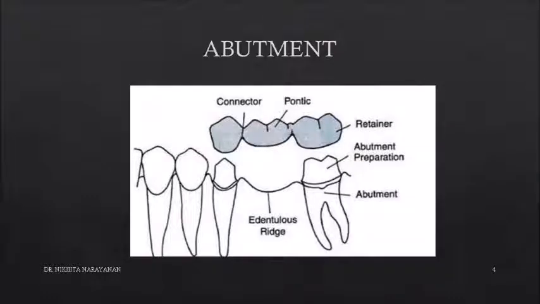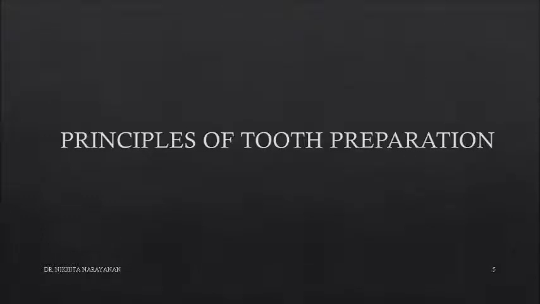Abutment is a tooth or a part of a tooth or that part of an implant that retains a fixed partial denture. So the selection of the abutment tooth and its preparation is the most crucial step if you want to achieve a successful fixed prosthodontic therapy. So now we'll discuss in detail about principles of tooth preparation. Various authors have discussed it under different headings. Nevertheless, the ultimate essence is the same.